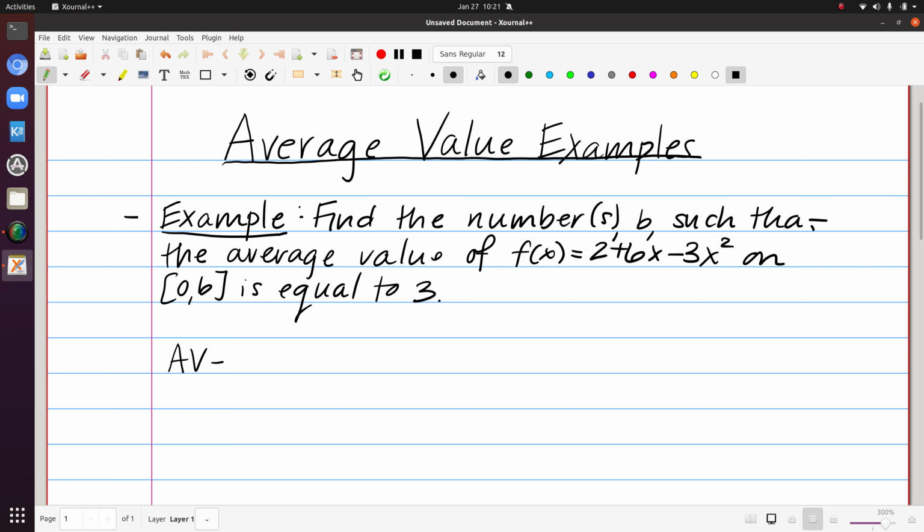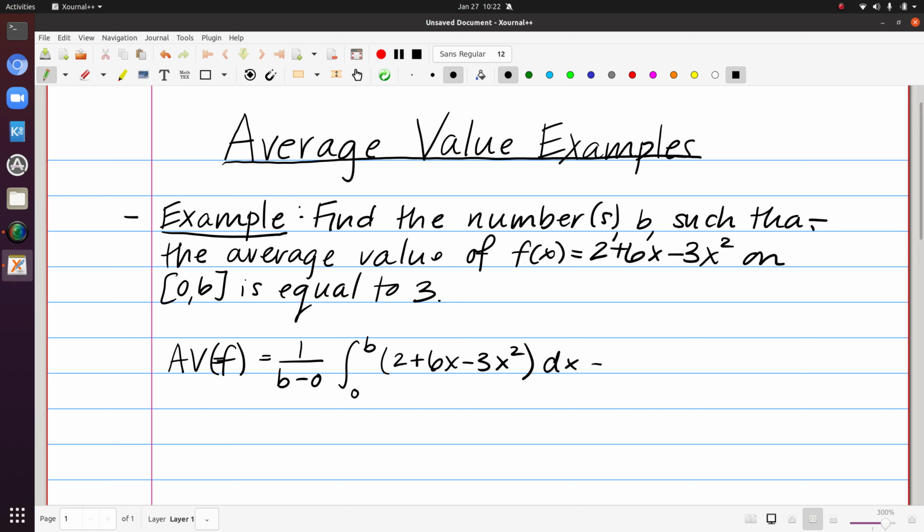So we know that the average value of function f is 1 over the length of the interval. So in this case, b minus 0. And we're integrating from 0 to b the function f of x, which is 2 plus 6x minus 3x squared. One thing I want to point out right away is that it's not possible for b to be 0. We'd be dividing by 0. We can see that the integral would evaluate to 0. So we can safely assume that b is not going to be 0.